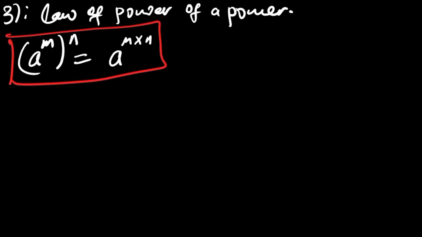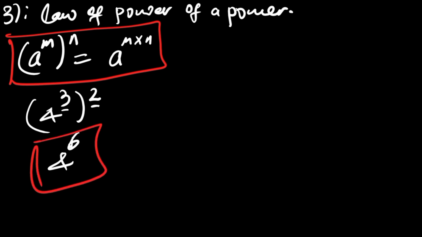And that is the law of power of a power. One more example: we take 4 power of 3, all power of 2. Using the law of power of a power, we multiply the powers 3 and 2, so we get 4 power of 6. That is the law of power of a power.